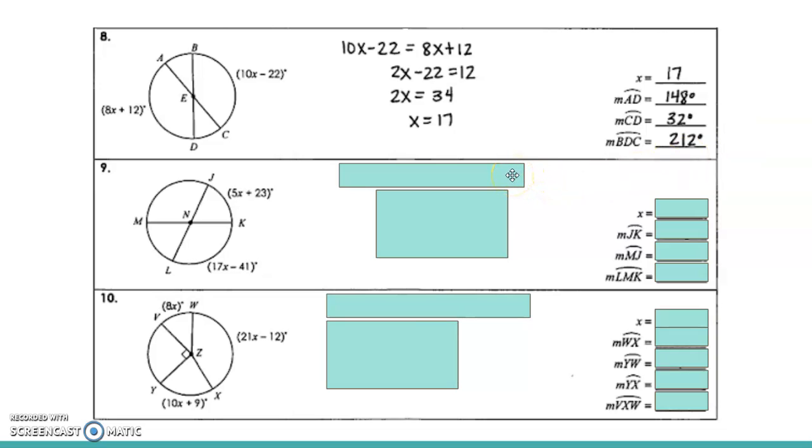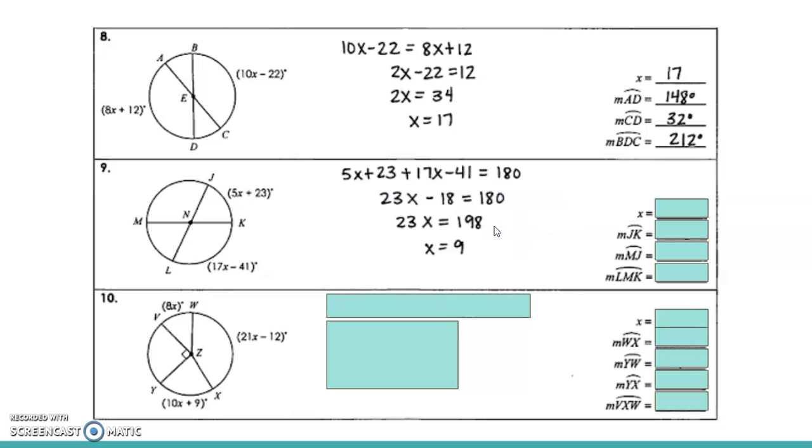Number 9, for our algebraic expressions here, I can add them together and set it equal to 180. So JK and KL are half of my circle. When I solve, I find that x equals 9. Then I can find everything else based off of my x value.